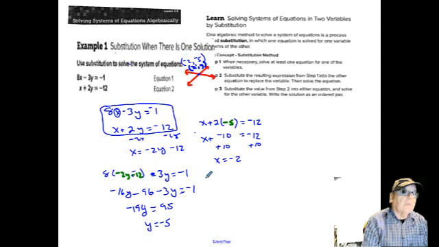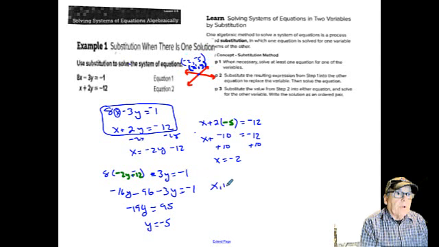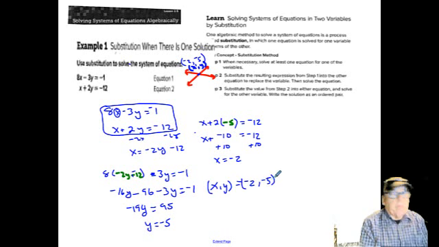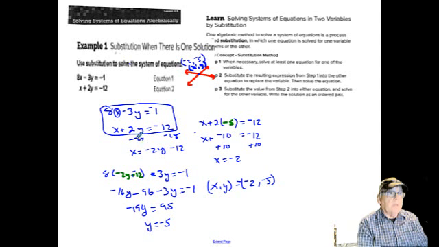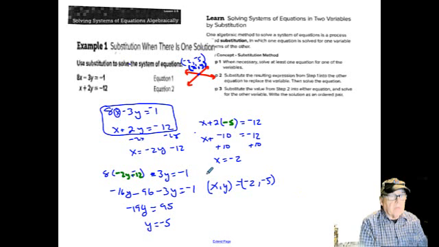So these two lines are going to cross where x is a negative 2 and y is a negative 5. Now for the check, I could go into the other equation and kind of mentally see if my answer seems like it makes sense.